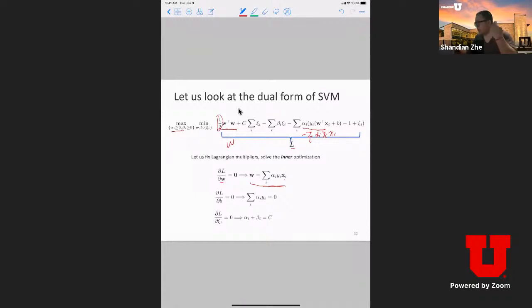Okay, and then similarly, we just take the gradient of L with respect to b, right? Only one term regarding b, so you have a minus sign in front of it. You go through the training examples i, alpha i, yi, and the gradient of b over b is just 1. You set the gradient to be 0, you get this. So we know that the summation of alpha i yi is simply 0.